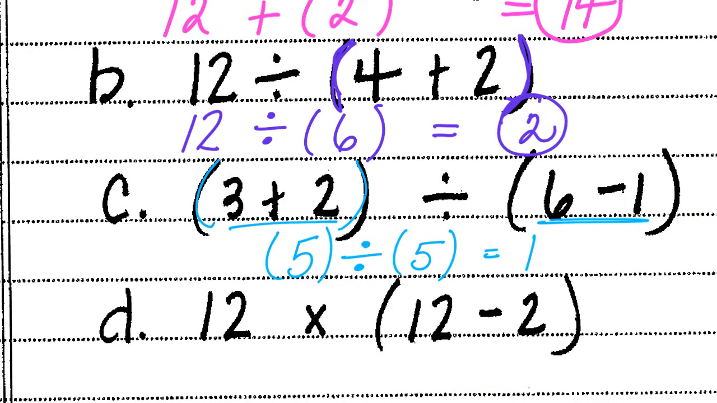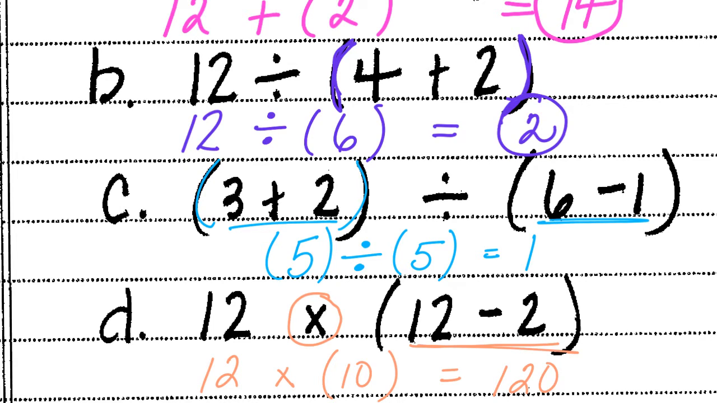All right, what about this one? This one, we do have parentheses again. 12 times, get used to the St. Andrew's cross no longer being shown. Typically, they'll show it as a dot for multiplication. Well, 12 minus 2 inside parentheses is 10, and I know that 12 times 10 is 120.